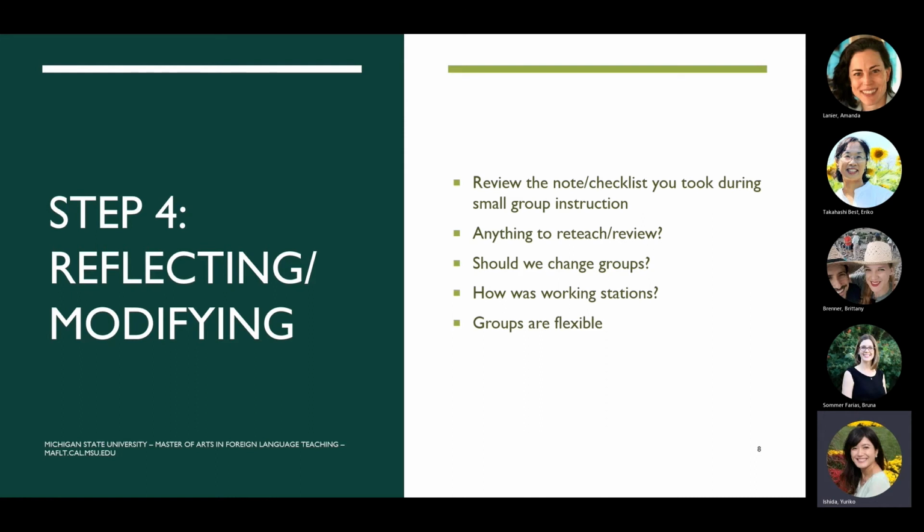And then please know that groups are flexible. You can always change them whenever it's necessary. So if you see some behavior problems because you put certain students together, you can always change it. And if you think, oh, this level was too easy for him, you can move him to a different group so that he can be more challenged.